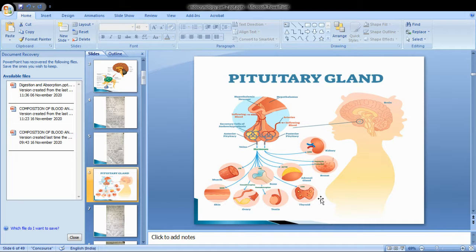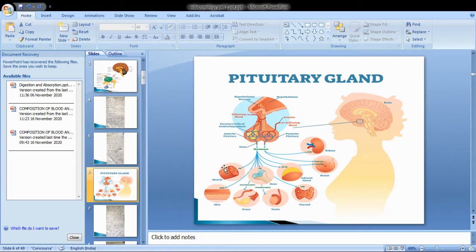Pro-opiomelanocortin peptide family. Let us discuss the growth hormone prolactin group. Growth hormone and prolactin are protein hormones with many similarities in their structure.